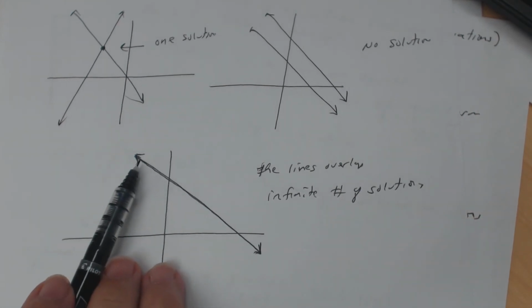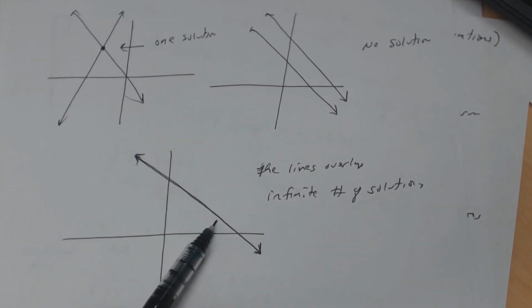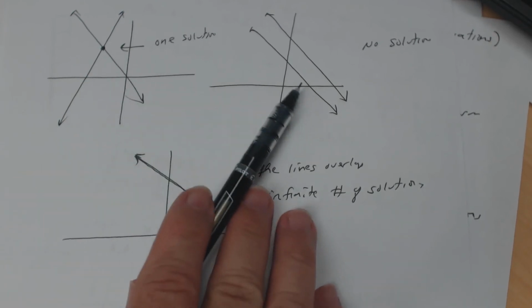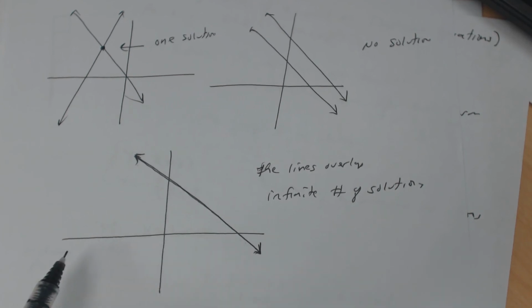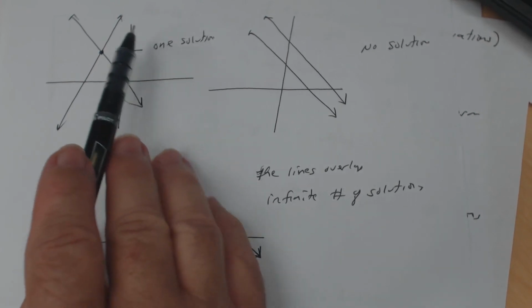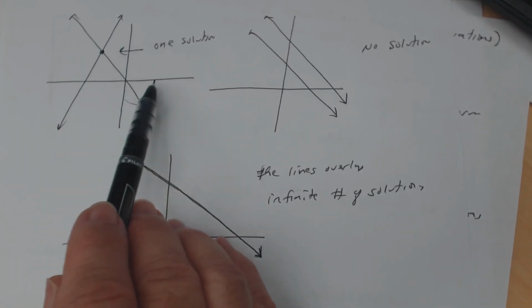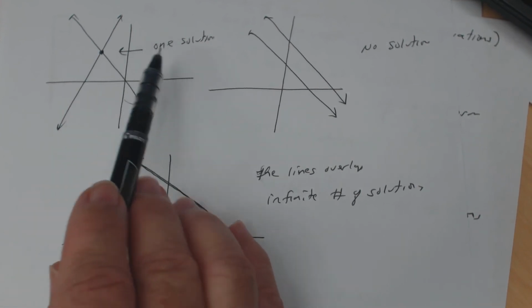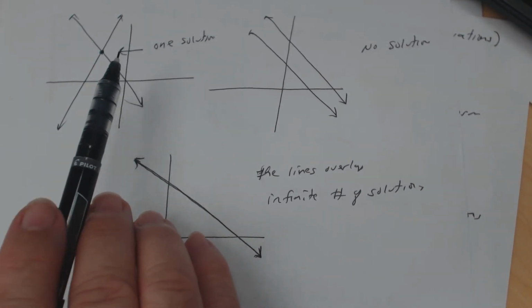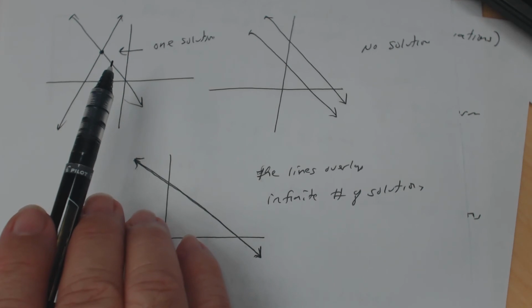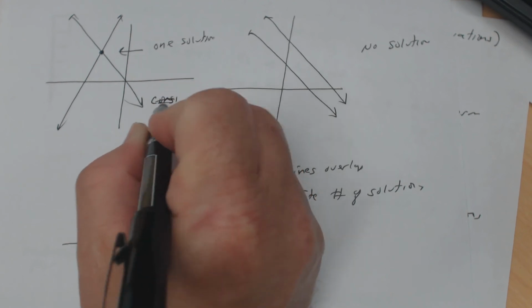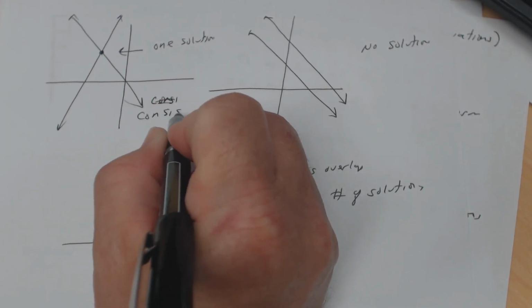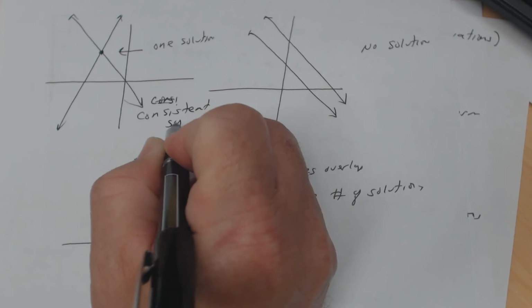All right, and solutions are the points where the two lines intersect. So one intersection here, so one solution. No intersection here, so no solution. An infinite number of points here because they intersect everywhere on that line. Okay, now, if you have exactly one solution, then that system is called a consistent system of equations. So it's called a consistent system. C-O-N-S-I-S-T-E-N-T, consistent system.